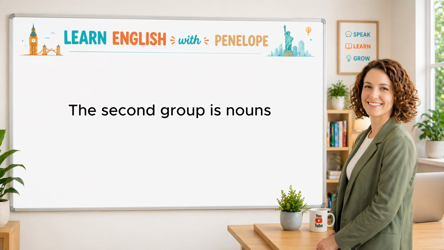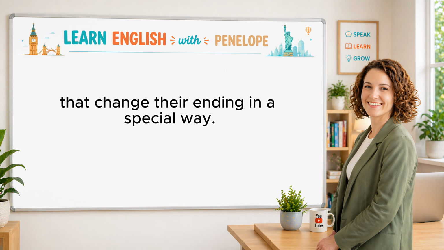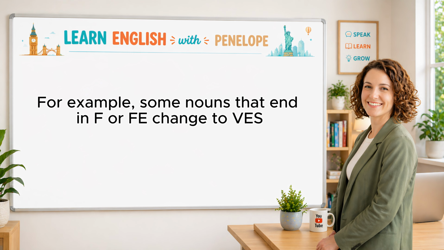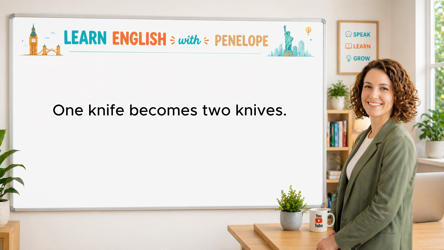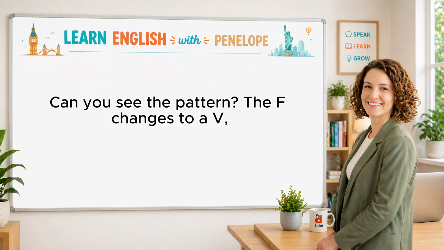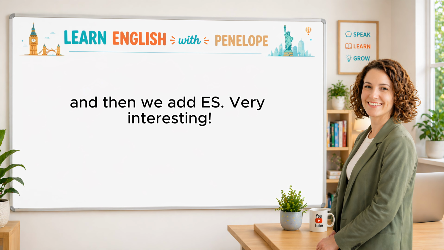The second group is nouns that change their ending in a special way. For example, some nouns that end in F or FE change to VES in the plural. One leaf becomes two leaves. One knife becomes two knives. One wolf becomes two wolves. One life becomes two lives. Can you see the pattern? The F changes to a V, and then we add ES.